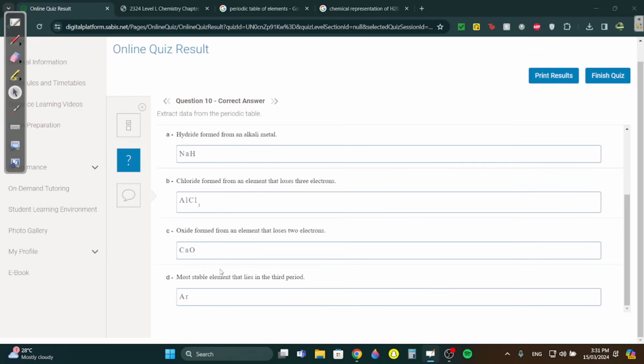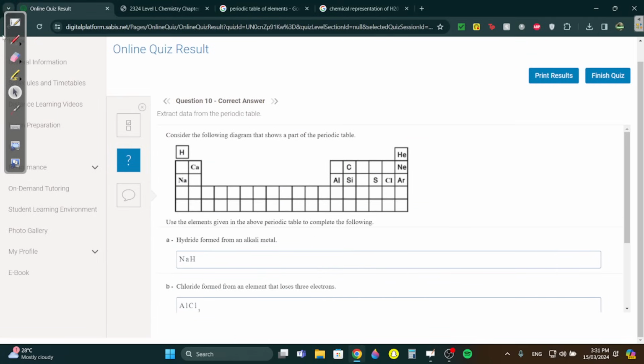Question D, part D. Most stable element in the third period. Okay, third period. What does period mean? This is the first period. This is the second period. This is the third period. What's the most stable element? You know, the stable elements are all the noble gases. Which one do we take? We take the one in the third period. First, second, third. So we take argon.